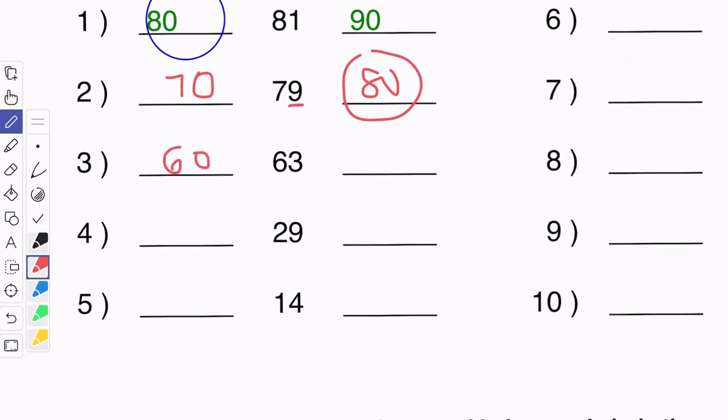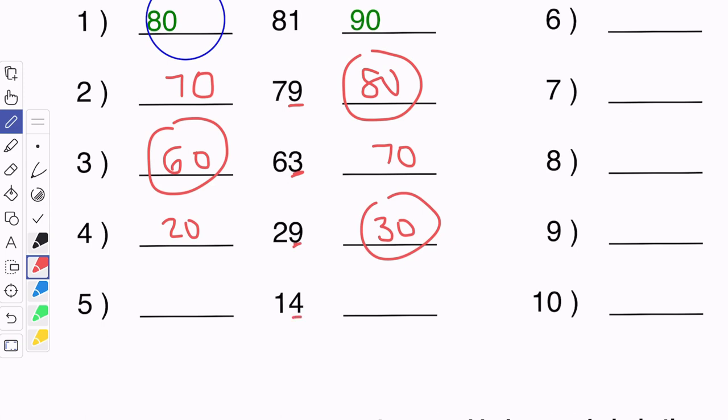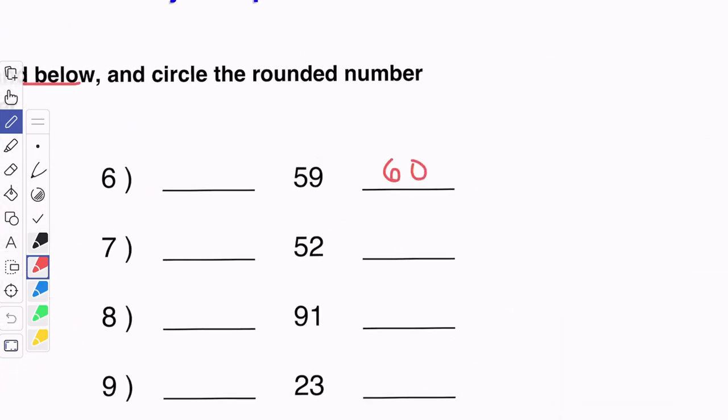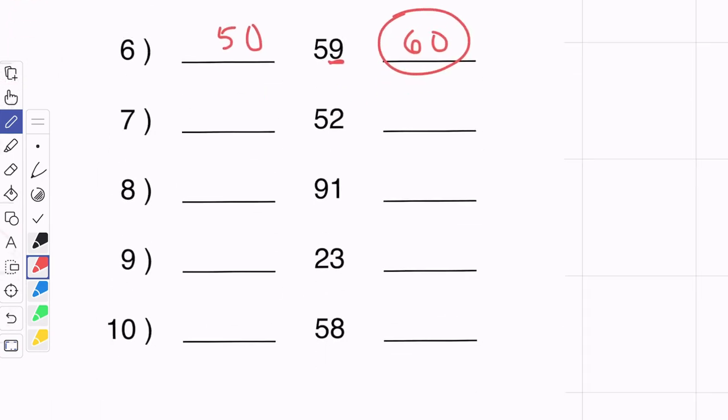63, we have 60 and then 70, but it's below 5, so we're going to round down to 60. 29, we have 20 and 30. It's much closer to 30, so we're going to do 30, and it's above 5. 14, it's below 5, and we have a 10 and 20, but it's closer to the 10. 59, 60, and 5. It's much closer to 60 because it's above 5.